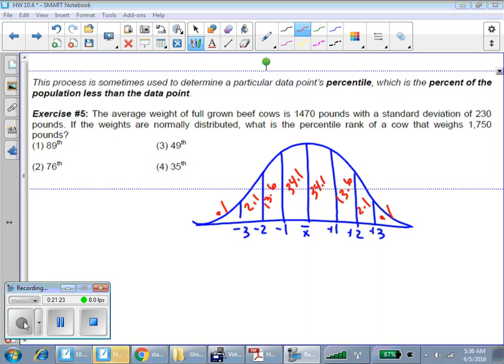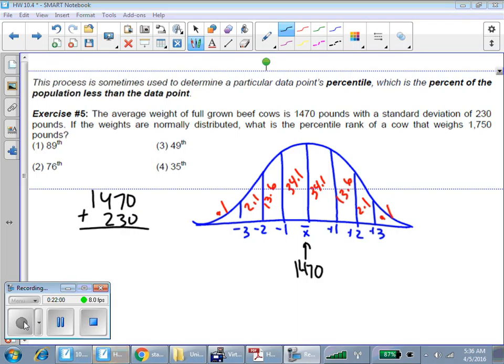This makes sense, right? Because the majority of the data lies in the center, and the outliers, those people who stand out from the norm, are at the ends. So let's use the numbers associated with this problem. The average full-grown beef cow is 1470, so that goes right here in the middle. Standard deviation is 230.